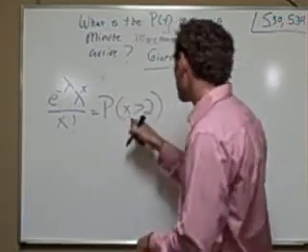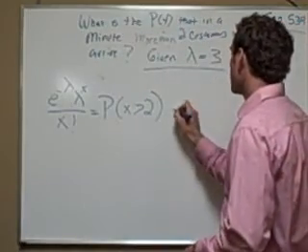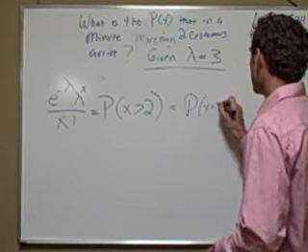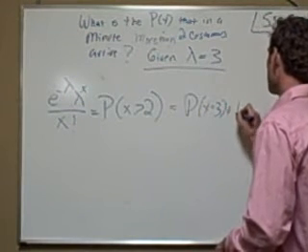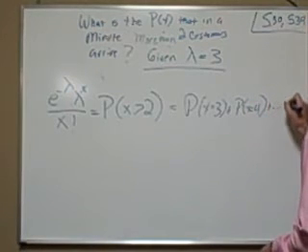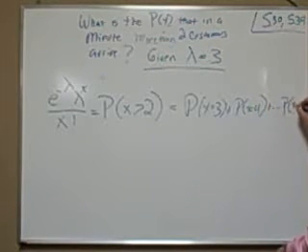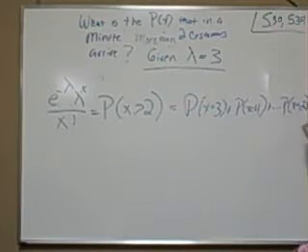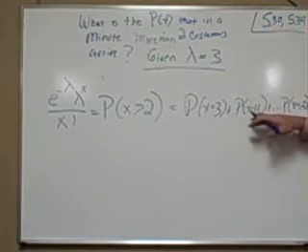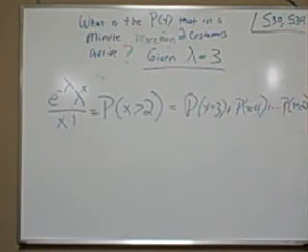So let's draw that out. So the probability of greater than 2 is equal to the probability that x equals 3 plus the probability x equals 4 plus ... the probability x equals infinity. Now this goes back a long way. That's a lot of computations that we don't want to do.